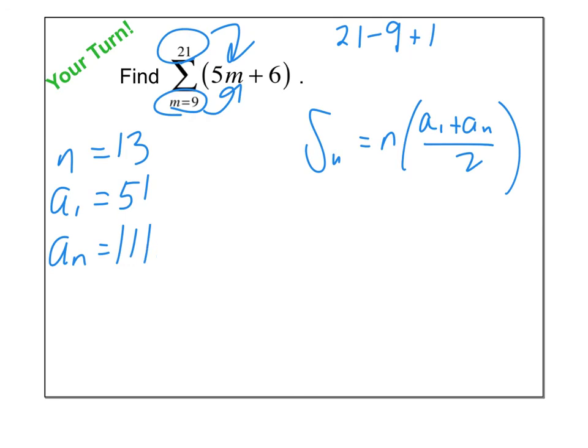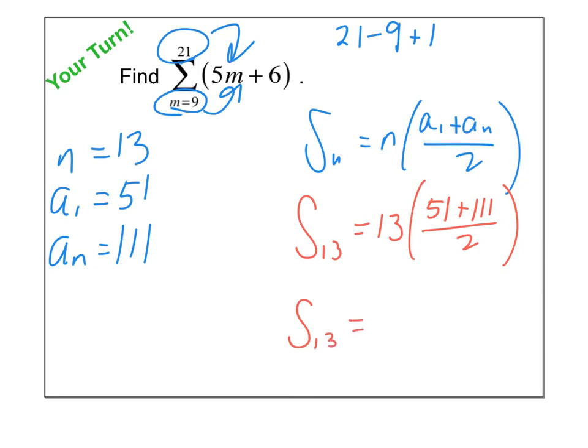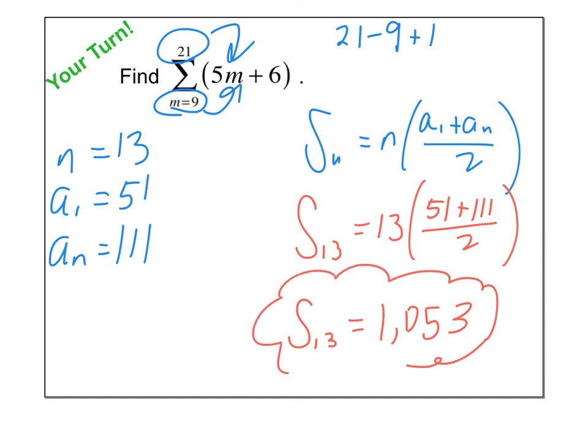At this moment, we have everything we need to find the sum of these 13 terms. So the first term being 51, the last being 111, the average of it. The sum of these 13 terms is going to be, let's see, 81 times 13 is 1,053. And we are finished.